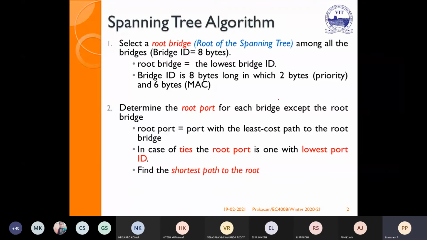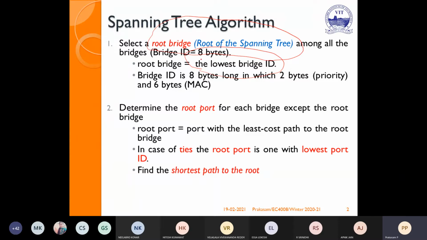Suppose the sample network is connected with maybe 4 or 5 bridges. The first and foremost important step is to select the root bridge, that is the root of the spanning tree among all bridges. How will you select the root bridge? With the lowest bridge ID, you can select the root bridge.